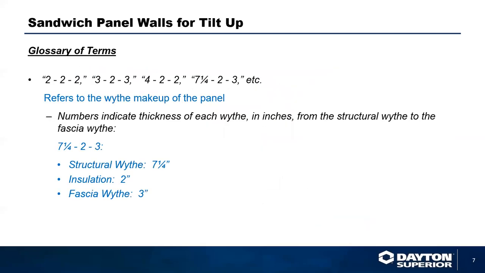A lot of times they will give a panel a denotation like 222 or 323, indicating the fascia wythe, insulation, and structural wythe. One of the most common sizes that you typically will see is a 7 1/4, 2, 3: 7 1/4 for the structural wythe, 2 inches for the insulation, and 3 inches for the fascia wythe.